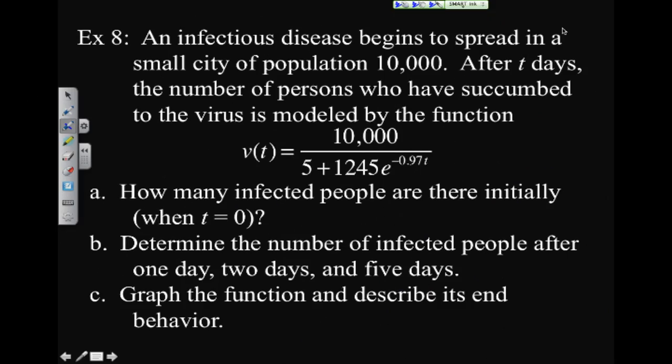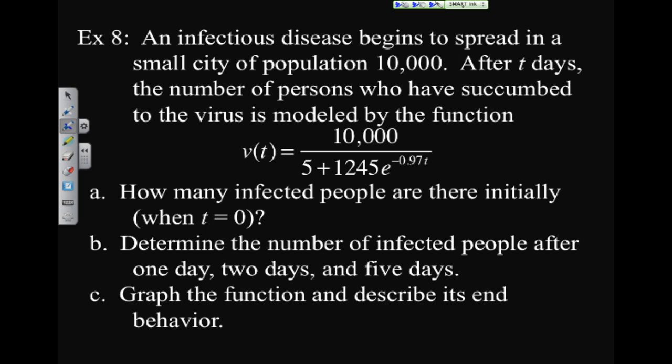Okay, an infectious disease begins to spread in a small city of population 10,000. After T days, the number of persons who have succumbed to the virus is modeled by this function. And you can see the function there. How many people are there initially, or how many infected people are there initially when T is 0?